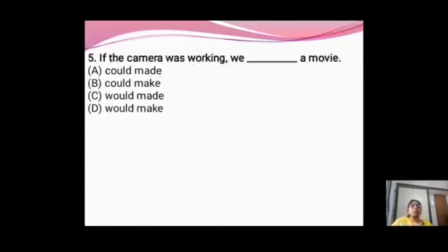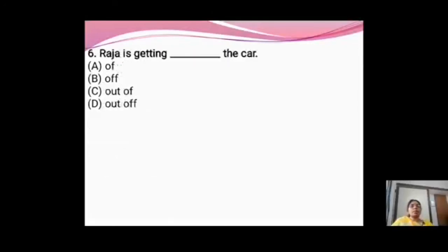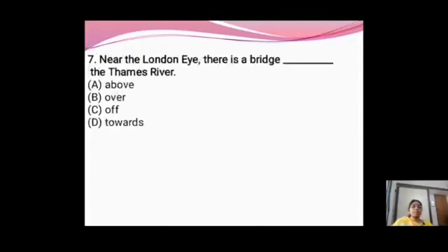Now, fifth one. If the camera was working, we dash a movie. We could make, could made, would make, could make. So, if the camera was working, we could make a movie. Clear? Right? Next, Raja is getting dash the car. Raja is getting out of the car. Everyone told the correct answer. Very good. When I am reading itself, we are saying the answer.